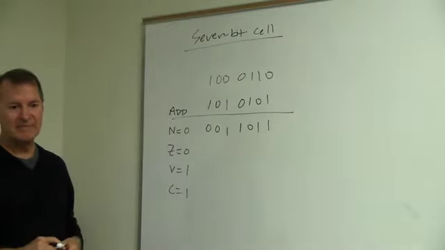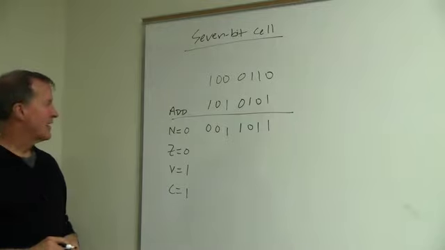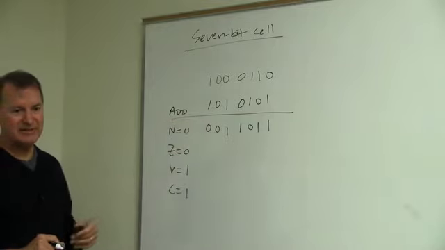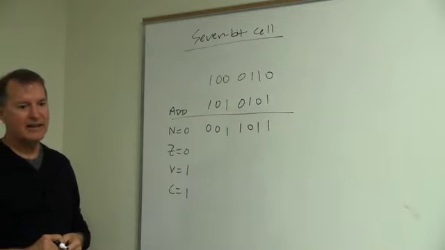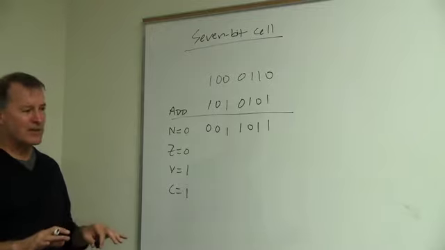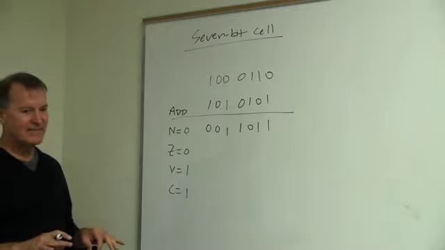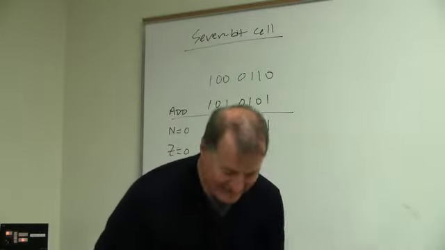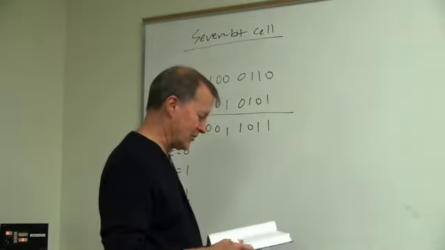And that works the same for two positive numbers, right? If you get a C and you have two positive numbers... Wait, the C has nothing to do with the V. If you are adding two positive numbers and you get a negative number, then that's an overflow.